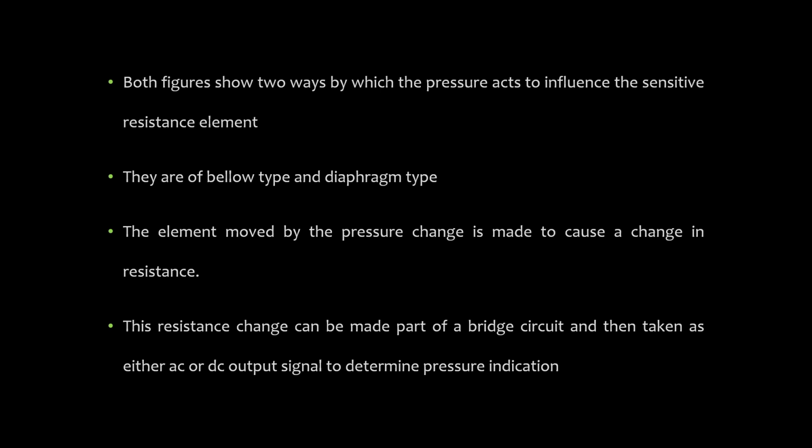That is, the way by which pressure varies the resistance of the element. They are of two types: bellows type and diaphragm type. In each of the cases, the element moved by the pressure change is made to cause a change in resistance. This resistance change can be made part of a bridge circuit and taken as either AC or DC output to determine the pressure indication. So that's all about the resistive transducer.